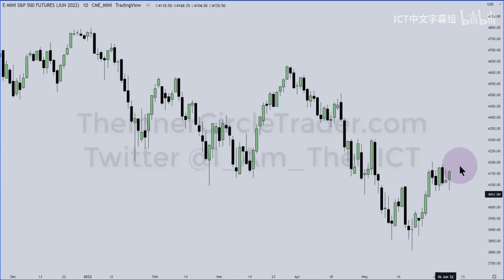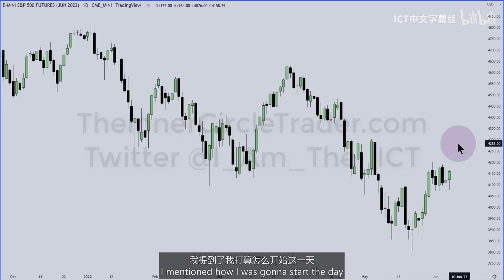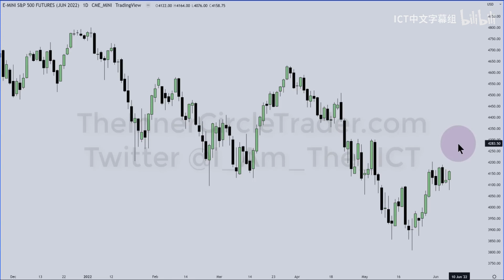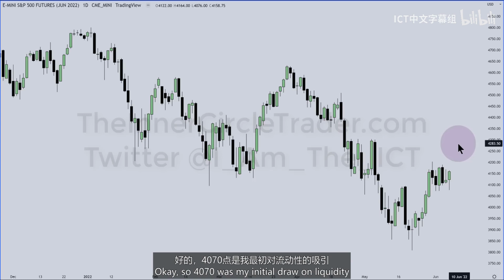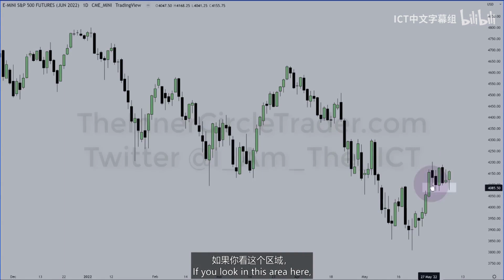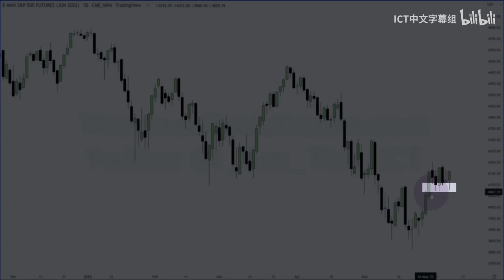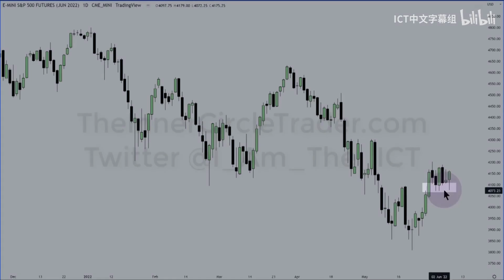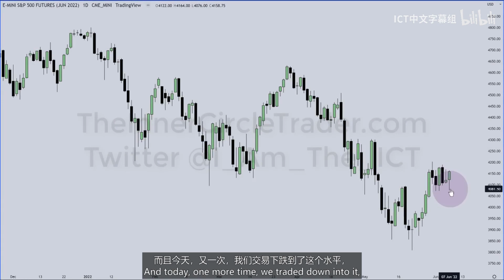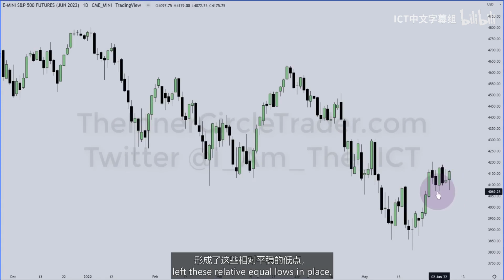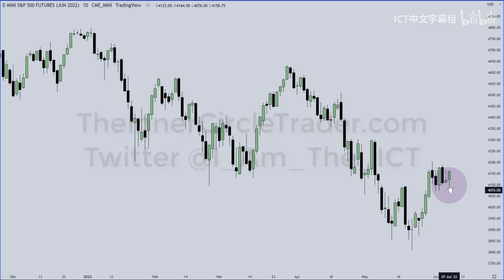Initially on Twitter, if you were following me on that platform, I mentioned how I was going to start the day looking for a potential run to 4070. So 4070 was my initial draw on liquidity to see if it would want to reach down into that level. If you look in this area here, that's my fair value gap. You can see we traded down into it here. Then today, one more time, we traded down into it, left these relative equal lows in place, and then started to move higher.